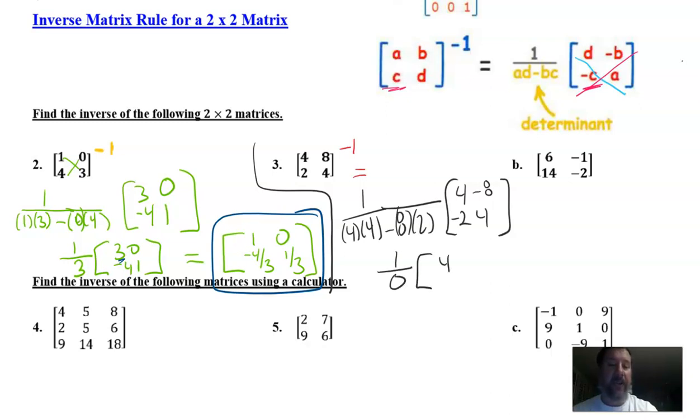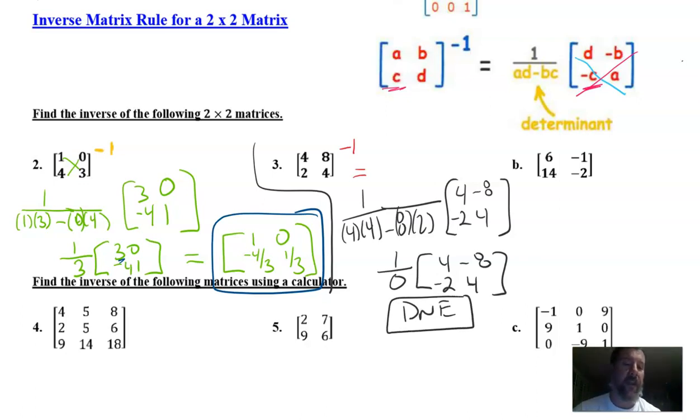Now, this is an issue because we cannot divide by 0. That's a bad thing in math. If you get 1 over 0, if your determinant is 0, that means the inverse is not going to exist. So in this case, there is no inverse, or the inverse does not exist. All right, on your own, go and try to do B, and you can check your answer. Pause for a few seconds, do B, and then unpause it and see if you set it up correctly.